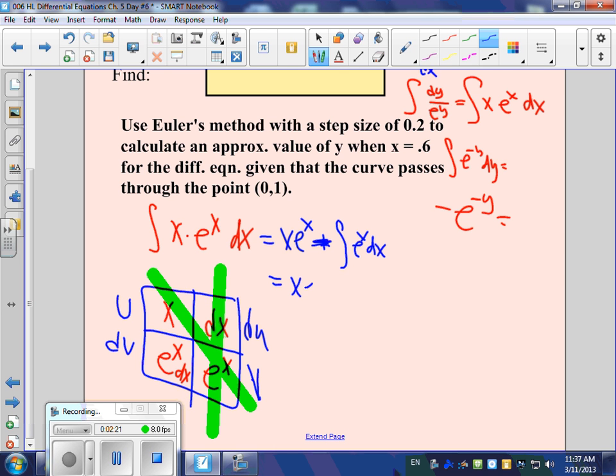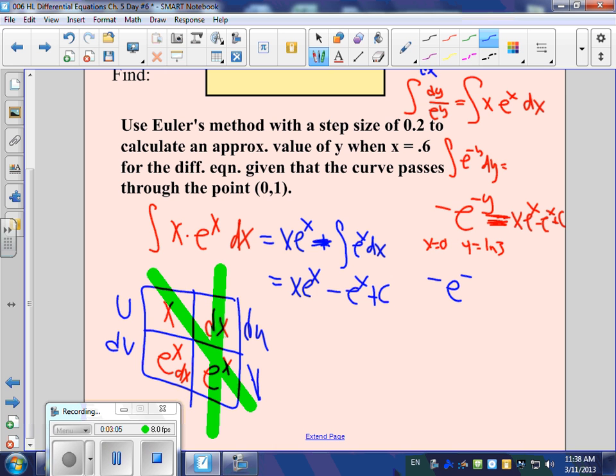And what's the antiderivative of e to the x dx? Minus e to the x. So there you go: x e to the x minus e to the x plus c. And I would make this suggestion: use this one to find your c before you solve for y. Before you solve for y. So we said x was 0 and y was natural log of 3.